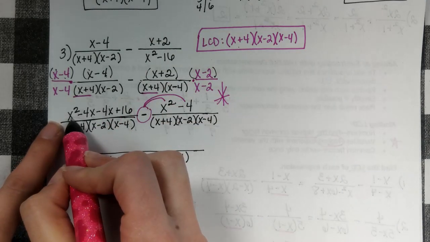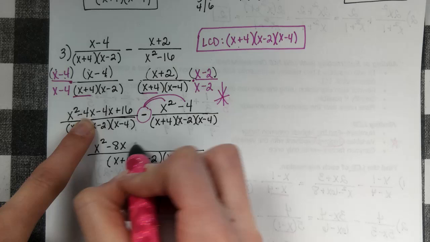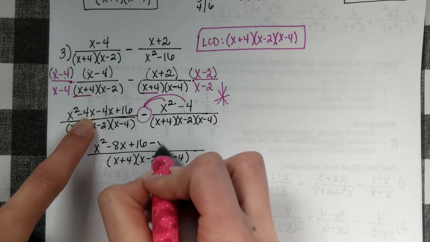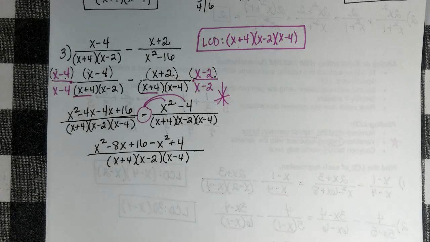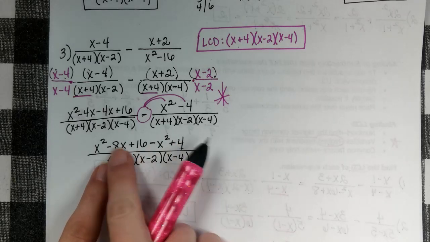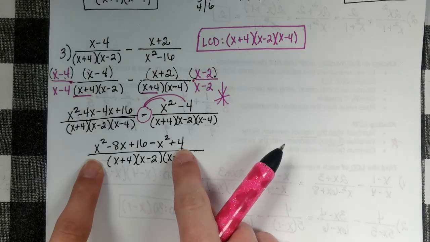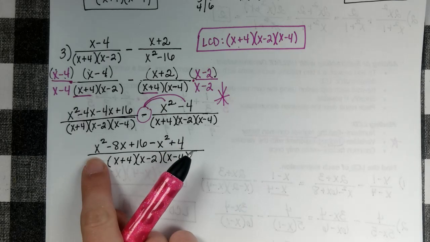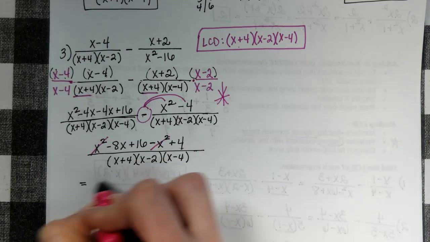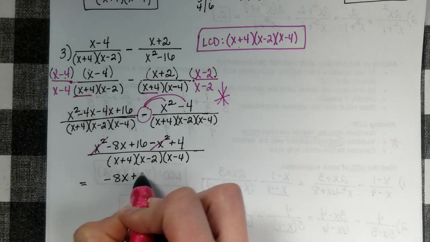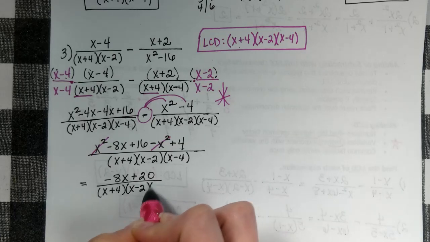Okay? So I'm going to have x squared, negative 4x minus 4x is a negative 8x, plus 16. Then I'm going to have a minus x squared, minus a negative turns into a plus 4. Okay, now some of y'all are going to get in the habit to where you can combine it all and miss this step. But for right now, we're going to write this step because I need you to see it all at once with the sign changes. Okay. Now, when you go to combine like terms, x squared minus x squared is going to cancel. And so I have a negative 8x plus 20 divided by x plus 4, x minus 2, x minus 4.